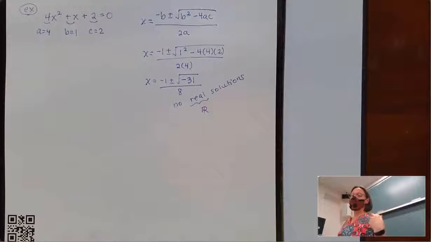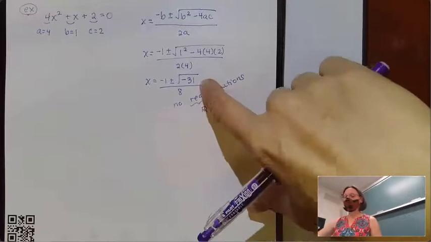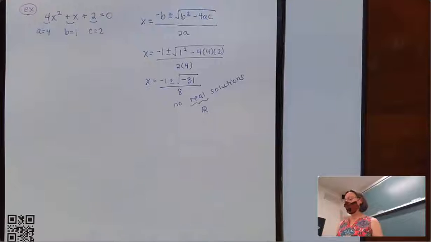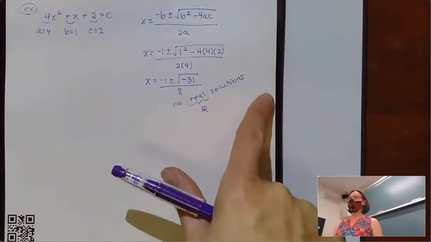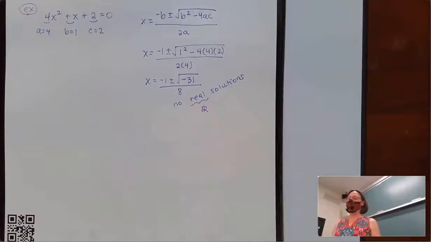Yeah, so notation wise, there's a question in the chat about the use of i. Absolutely, that's how we would deal with this, is using i. But in the context of this class, if you get a negative number under the square root, I want you to write no real solutions. I don't want you to write the complex answers.